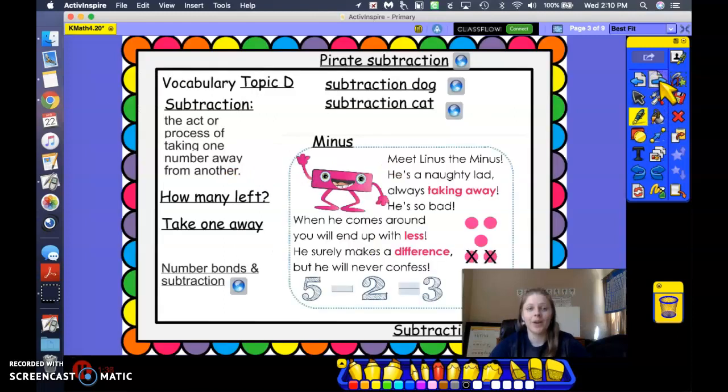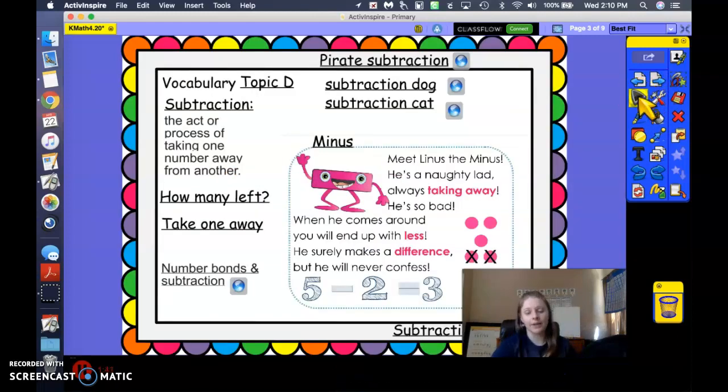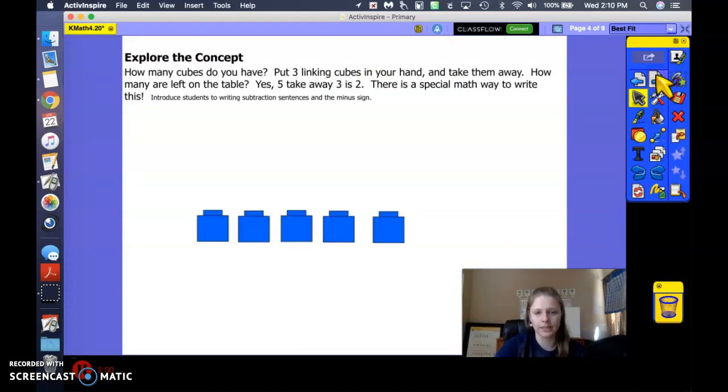Good. All right. This is the vocabulary that we have been working on. So we're working on subtraction. We've met Linus the minus, and he is that subtraction symbol right here called the minus sign. And we have also heard the phrases how many left and take 1 away. So make sure you're listening out for those during our stories today.